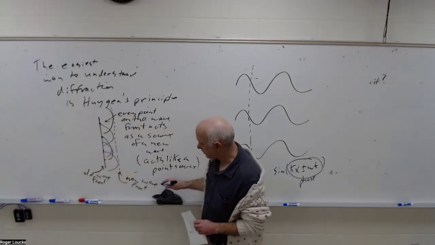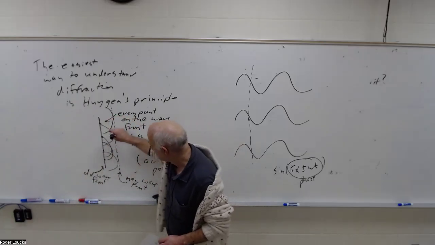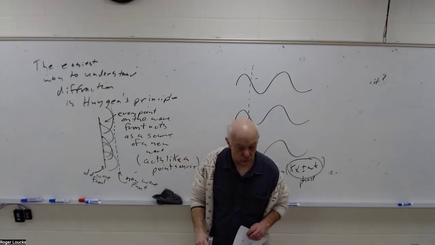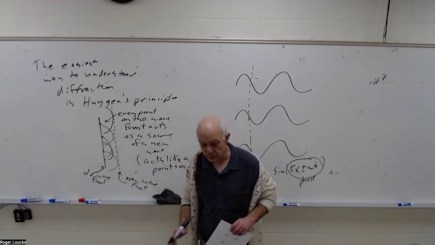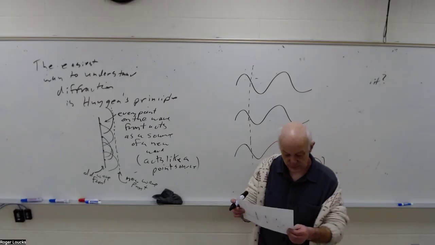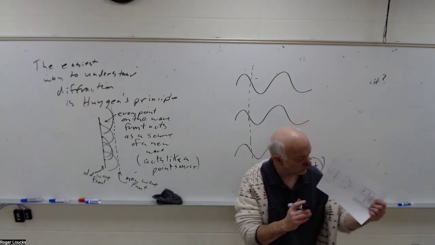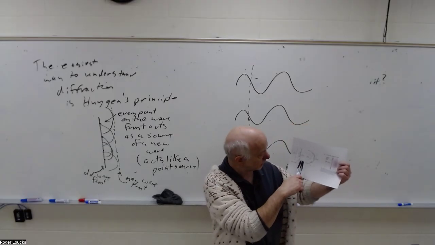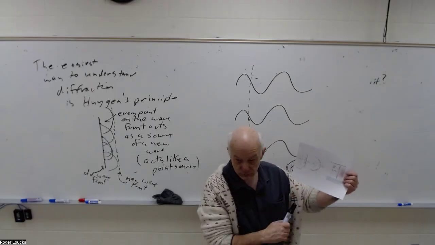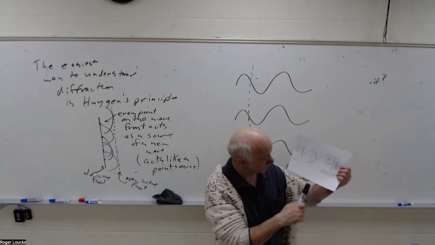And then each of these points acts as the source of a new wave, and then you propagate this out. So he's drawn two different cases here: one if we have straight line wavefronts, and one if we have a circular wavefront. That's what this is showing.